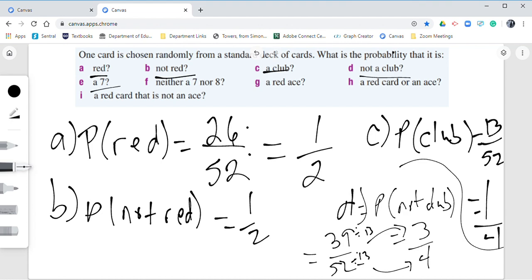A 7. So give me a second. Let me erase things out here. So I'm just going to grab my eraser and make my eraser bigger. There we go.